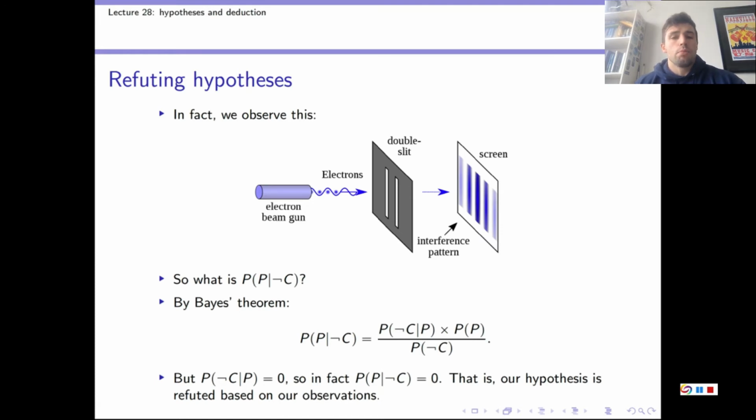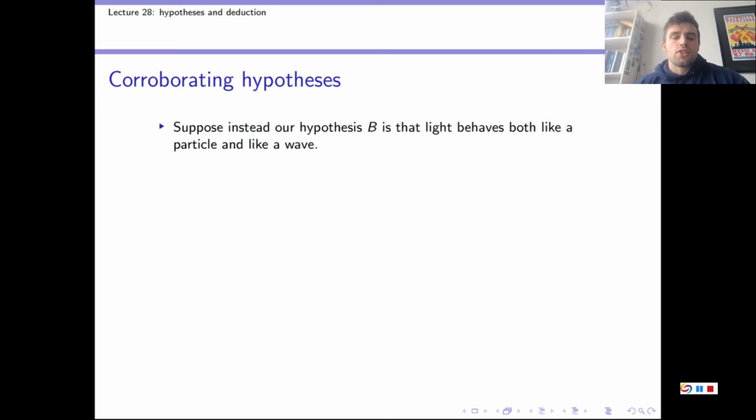So what about corroborating hypotheses? Let's suppose it's still 1801 and we're about to perform the same experiment again. Suppose this time though we put forward an unusual looking hypothesis. Suppose we think light behaves both as a particle and as a wave. Let's call this hypothesis B for both. Then what would we expect on the basis of this prediction?